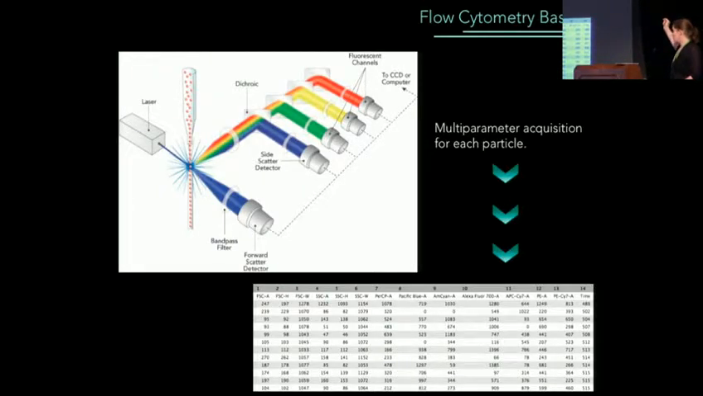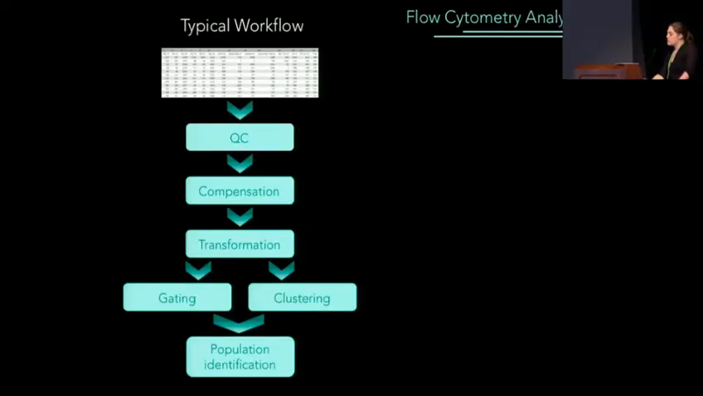And everything is saved in a binary format, which I'm not going to show you because it's not pretty, but if you convert it to text, you end up with something like this, which is a tabular format that we can actually do stuff with. So your typical workflow in flow analysis looks something, again, pretty familiar to, I'm assuming, most of you.